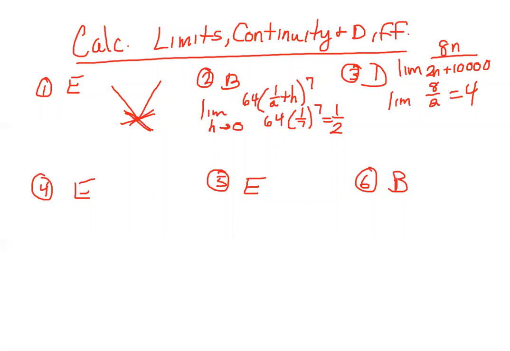Number 4, if the limit as x approaches a of f of x is L, what must be true? The answer is none of these, because the derivative does not have to exist just because the limit exists. That could be a sharp point. It doesn't have to be continuous at x equals a.